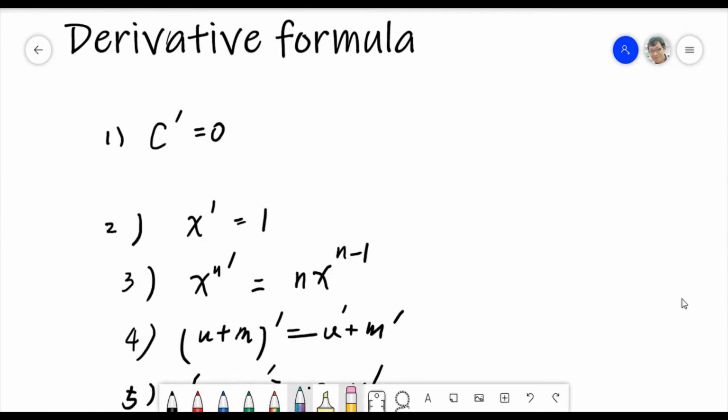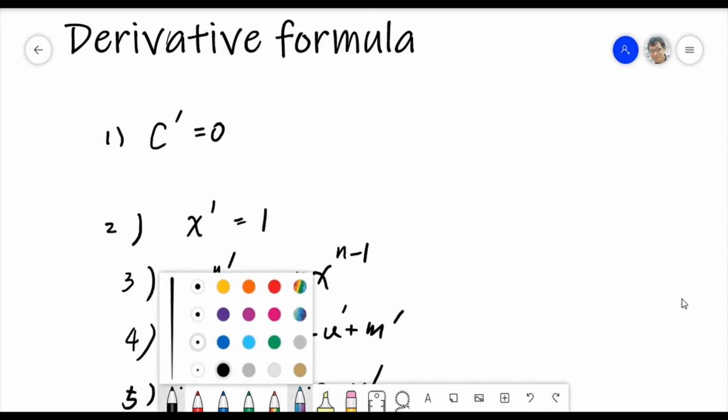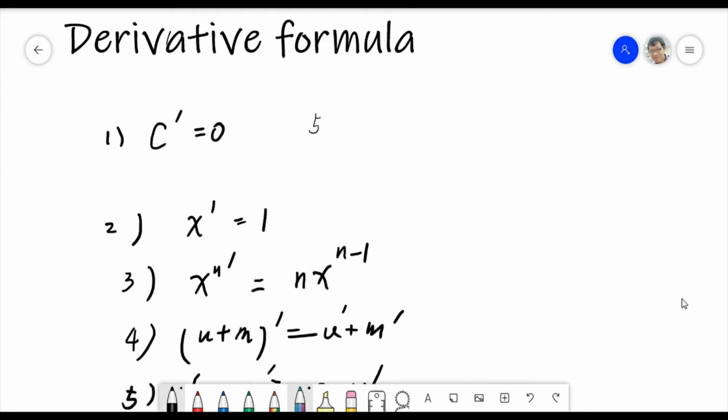C prime equals 0. What does that mean? C is a constant, so for any constant, the derivative is 0. You can give an example such as 5. Let's make it smaller. Okay, the derivative of 5 is 0. Then the derivative of 100 is 0.